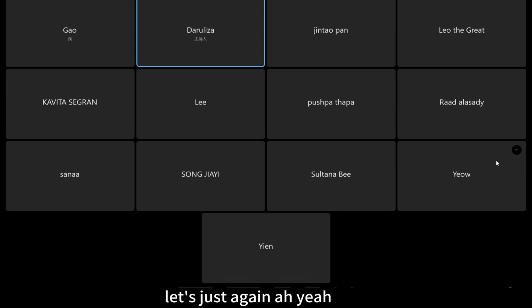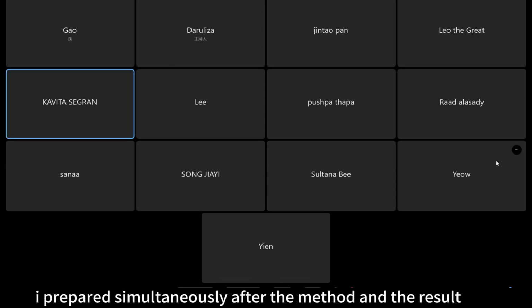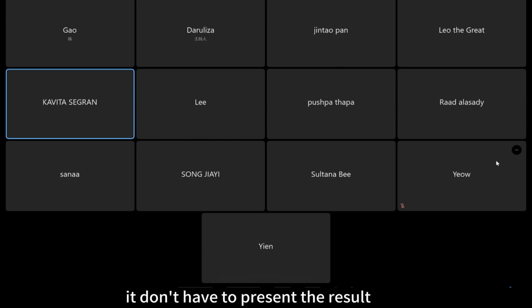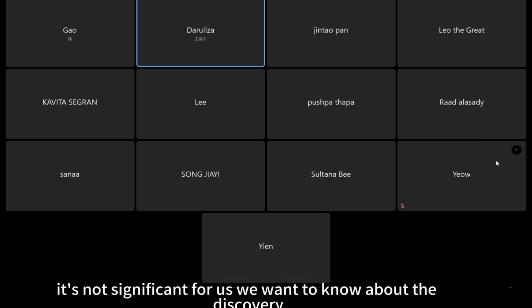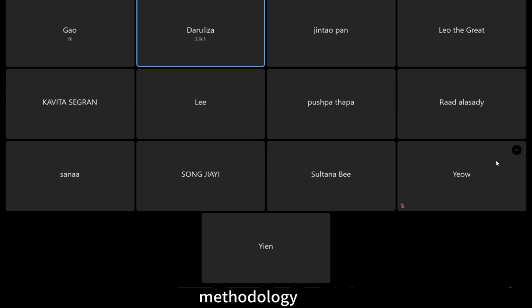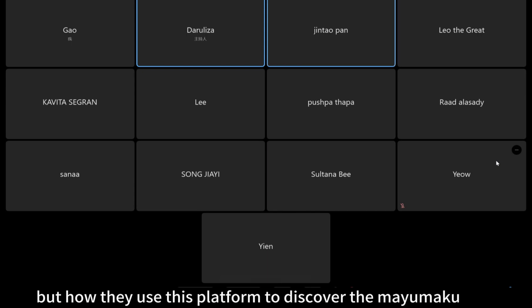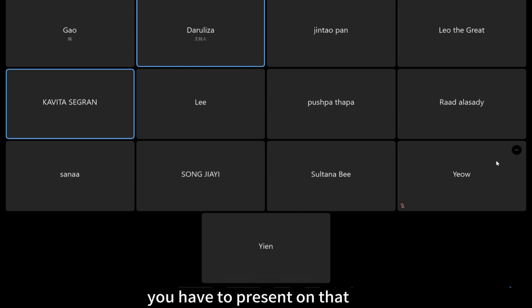When I prepared my slide, I prepared the method and the result simultaneously, Doctor. Can I present it? You don't have to present the result. We are not here to listen about the result of the paper. It's not significant for us. We want to know about the discovery, the methodology part, how they use the platform to discover the biomarker. You have to present on that. Okay, noted, Doctor.